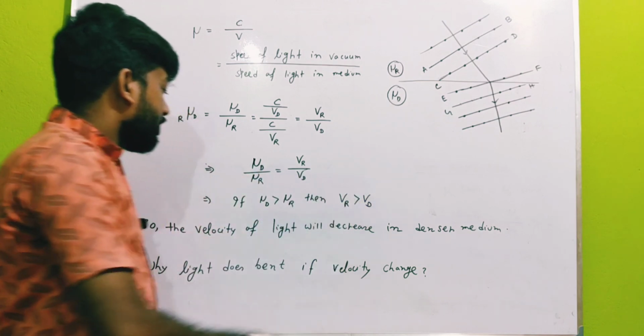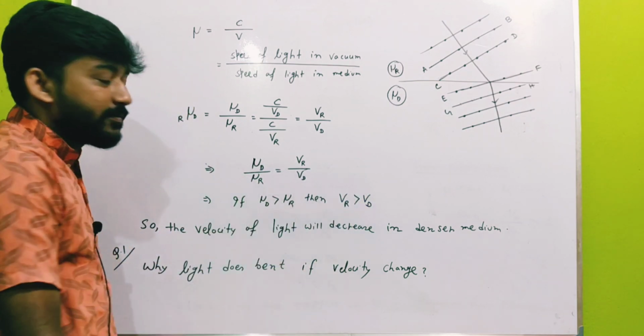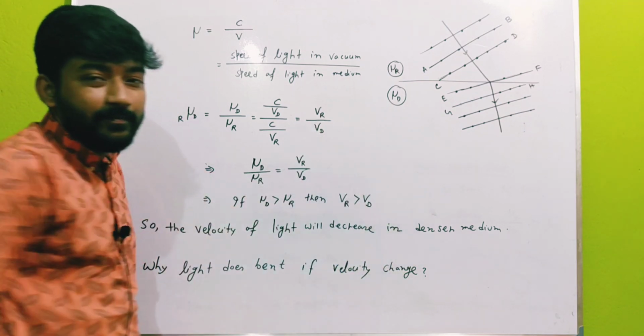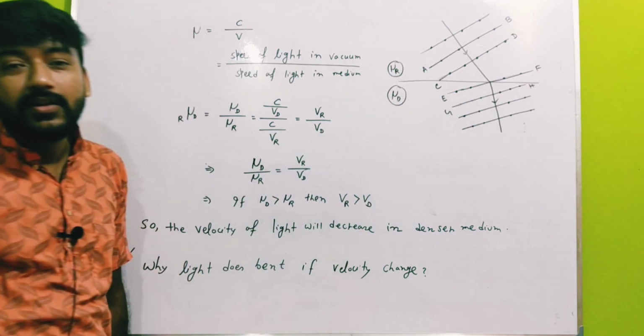Now for denser medium, mu d is greater than mu r, and if mu d is greater than mu r, then vr is greater than vd. So the conclusion is that the velocity of light will decrease in denser medium. So when the light ray enters from rarer medium to denser medium, its velocity decreases.